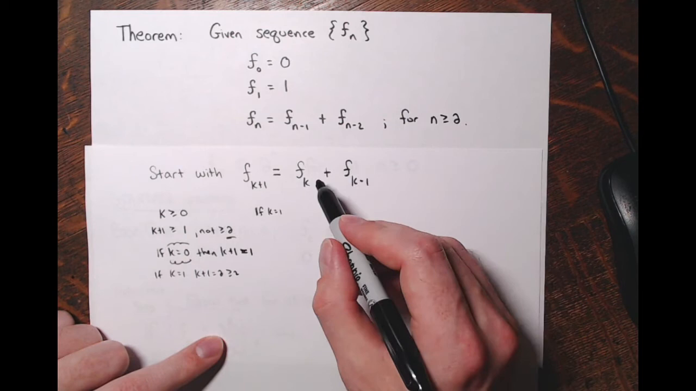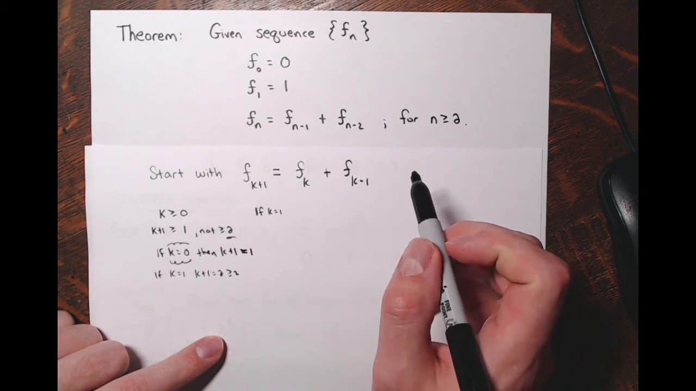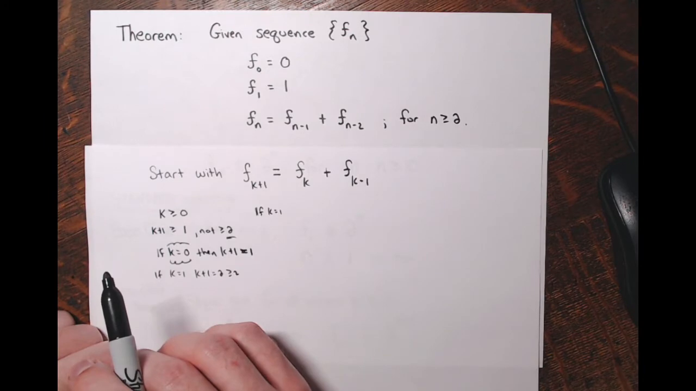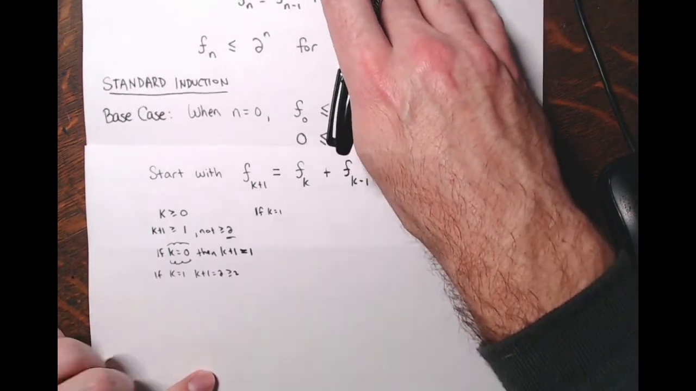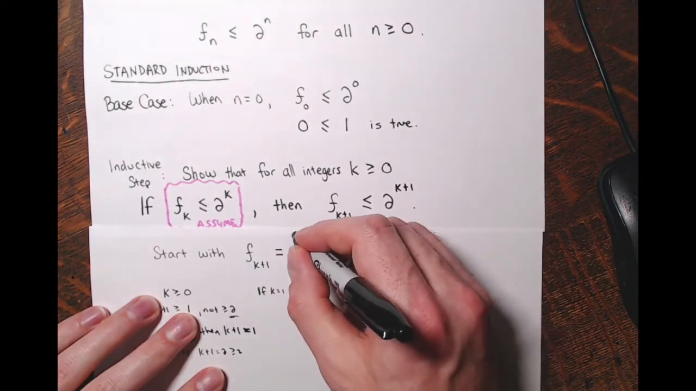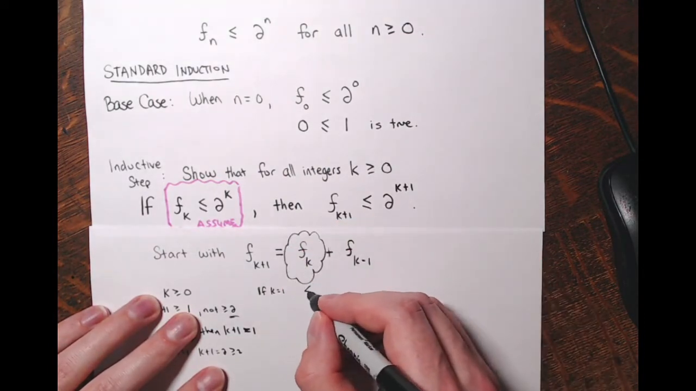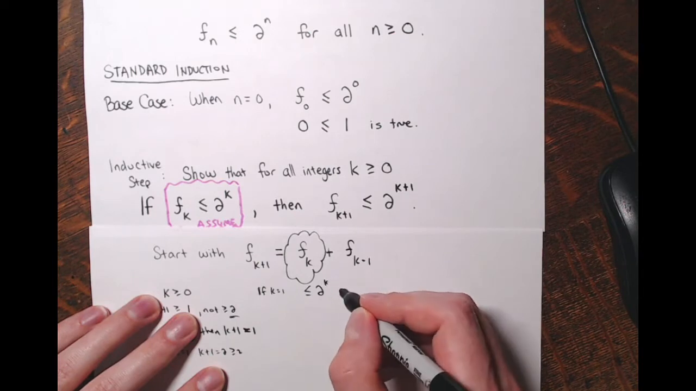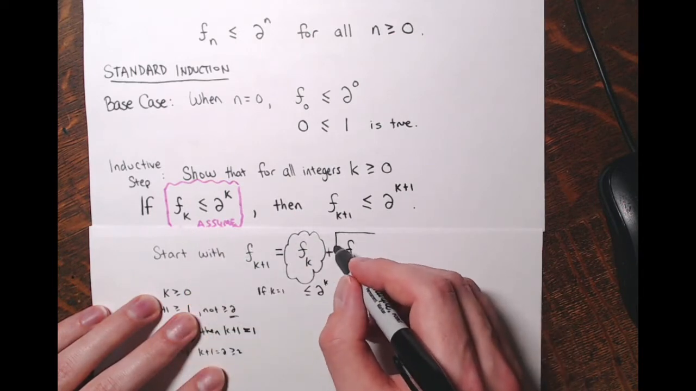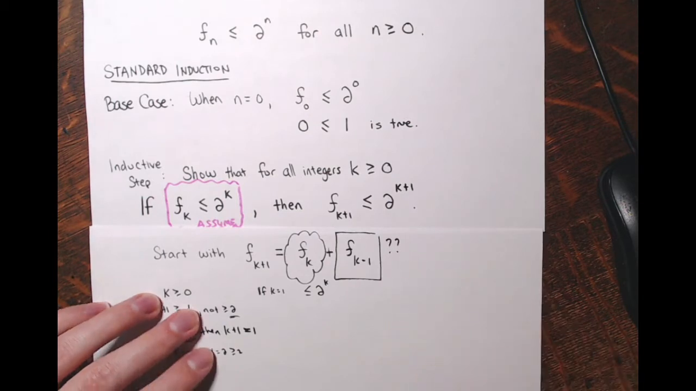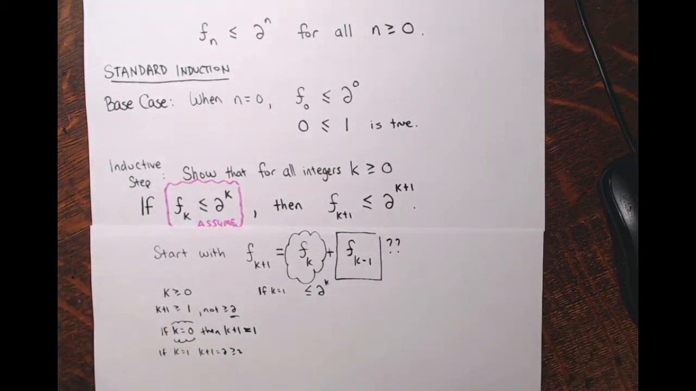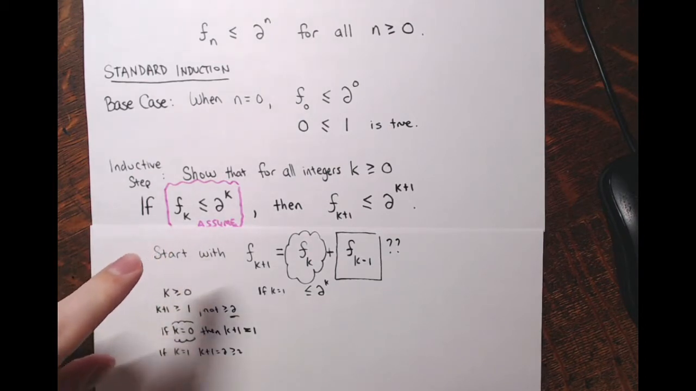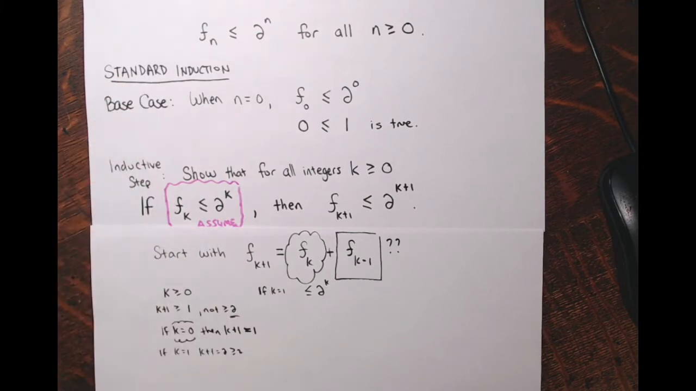And I know, see, our induction hypothesis involves f sub k. I know that that's going to be less than or equal to 2 to the k. But what the heck do I do with this? What do I do with f sub k minus 1, the 2 terms back? I was like, oh man, I don't know. So you see, there's an issue with standard induction for a proof like this.